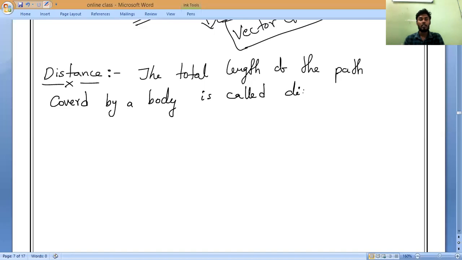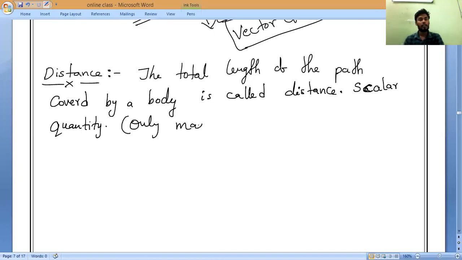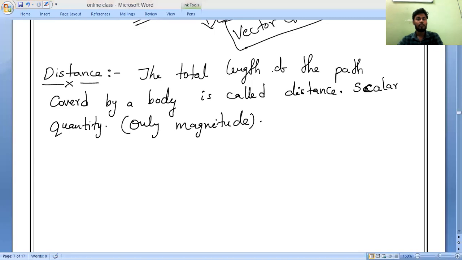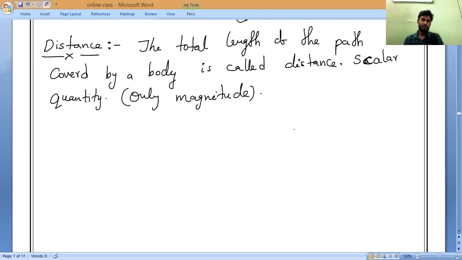So distance is a scalar quantity or vector quantity, guys? Scalar quantity. Scalar means what? Only magnitude. So it has only magnitude. Do you understand? Yes, sir. Only magnitude.